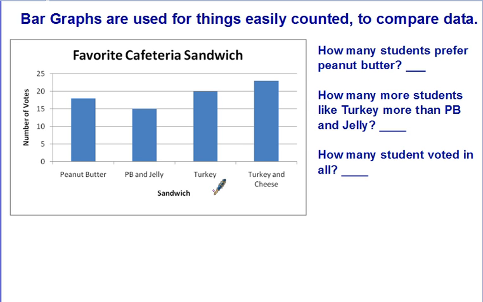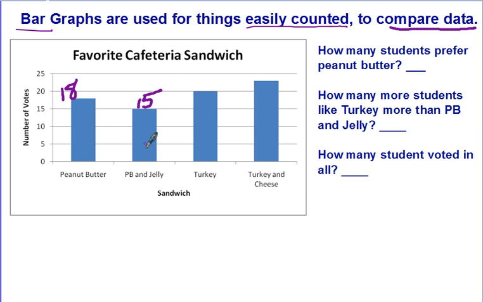Bar and line graphs. Bar graphs are things easily counted. You can also think that you use them to compare data. For example, if students were asked, what is your favorite cafeteria sandwich? 15, 16, 17, about 18 students here said that they liked the plain peanut butter the best. You can see 15 said they liked peanut butter and jelly.